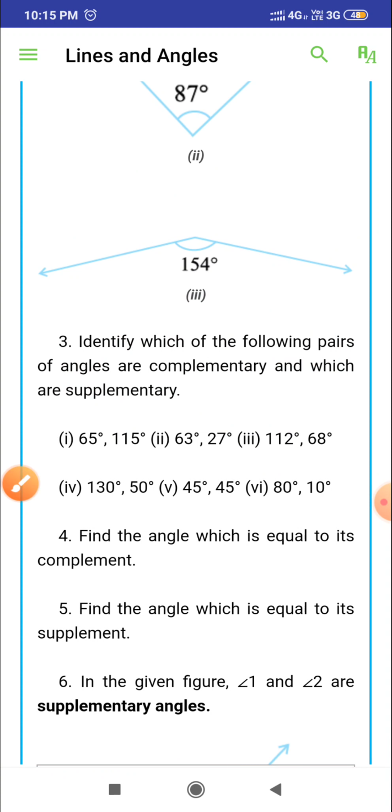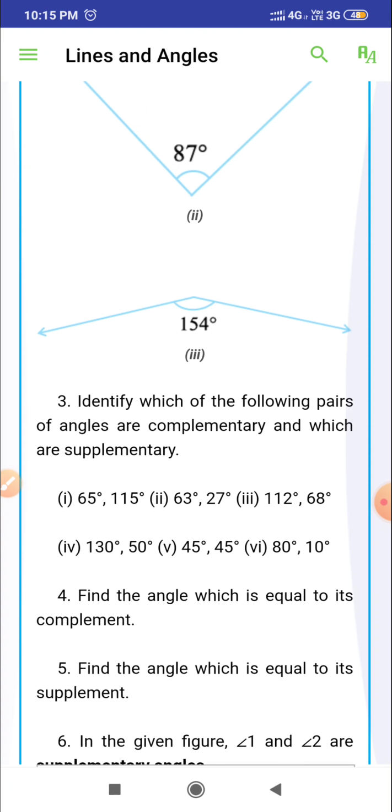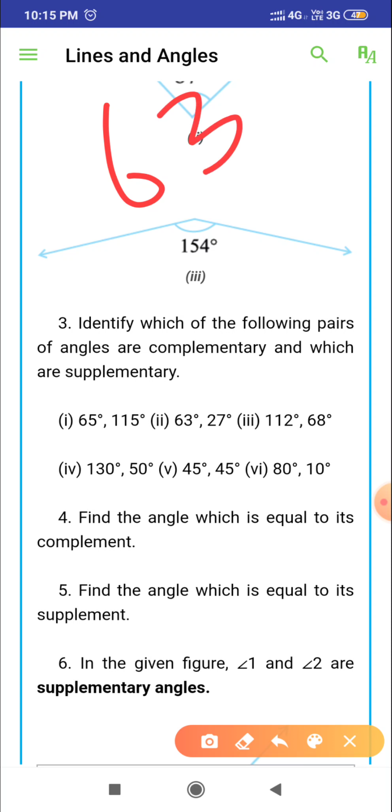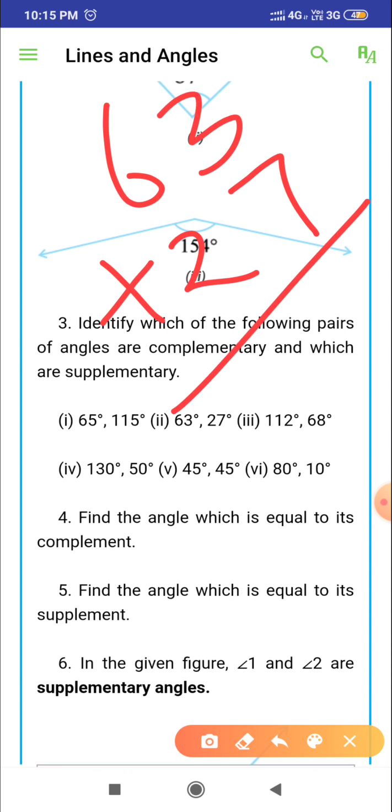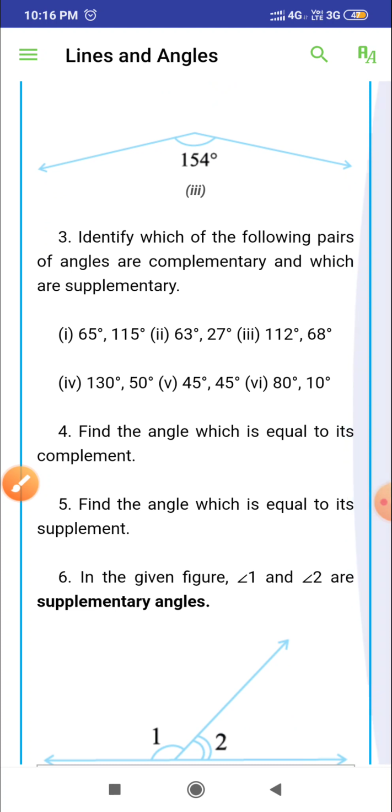Now move to our second part. In the second part, the given pair is 63 degrees and 27 degrees. So let's check their sum. 63 plus 27: 3 plus 7 is 10, carry 1, 6 plus 1 is 7, 8, 9. So their sum is 90 degrees. So we can say that the second pair is complementary angles. In this way you can check the rest of the parts.